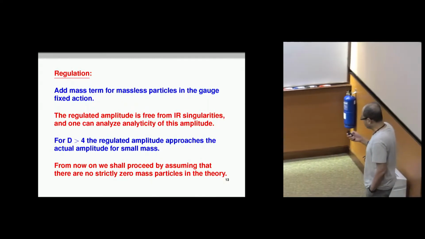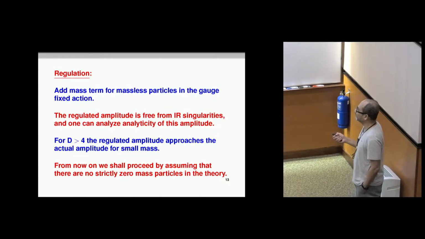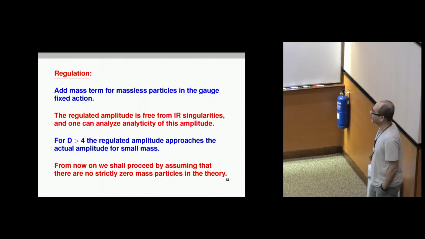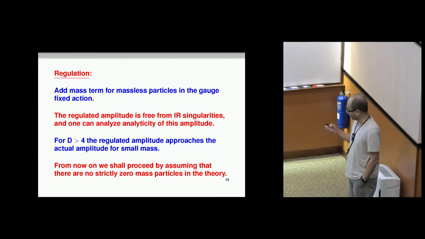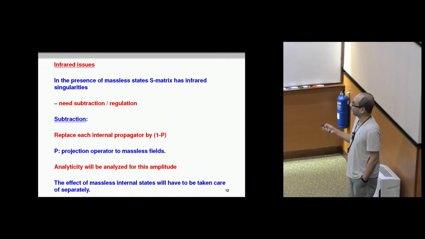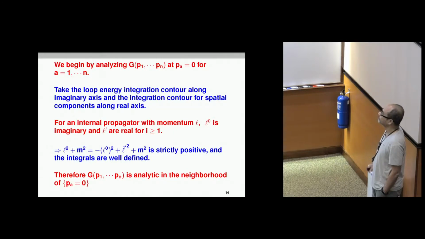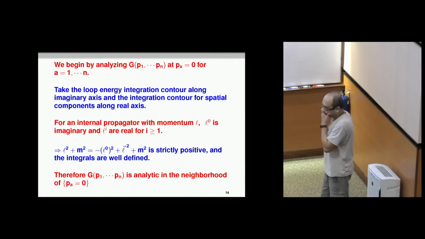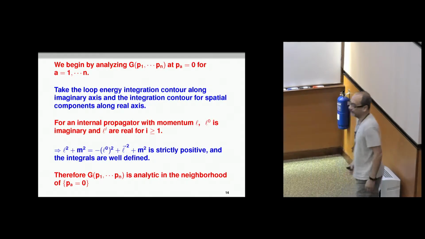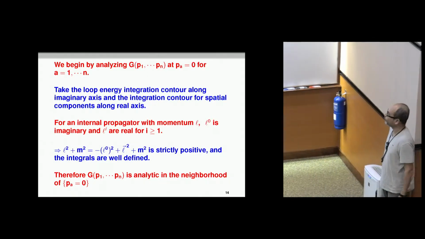So basically, we will proceed by assuming that there are no strictly zero mass particles in the theory, because zero mass particles are either regulated away or they have been subtracted and have to be taken care of separately. Let me now give a brief outline of how we go about analyzing this.